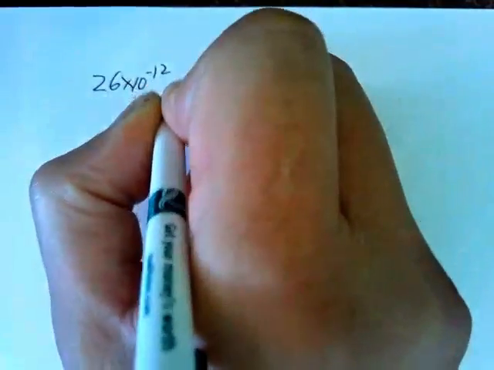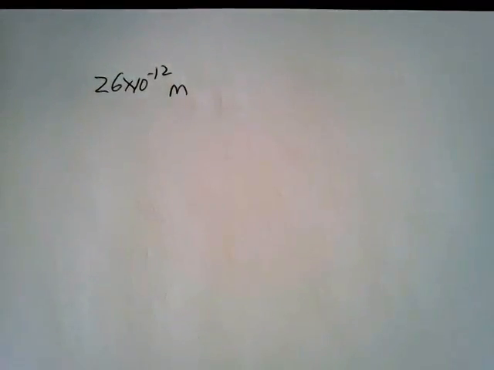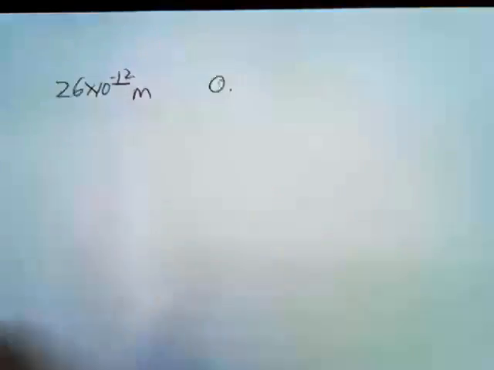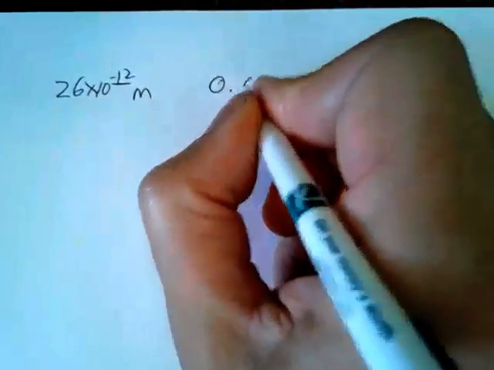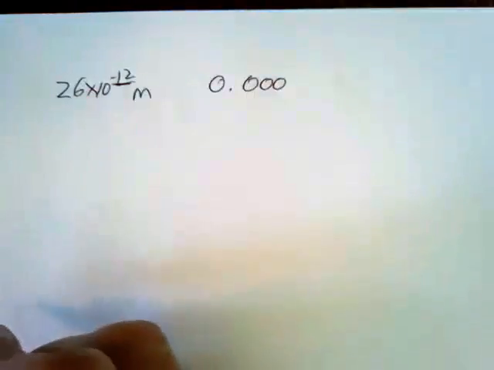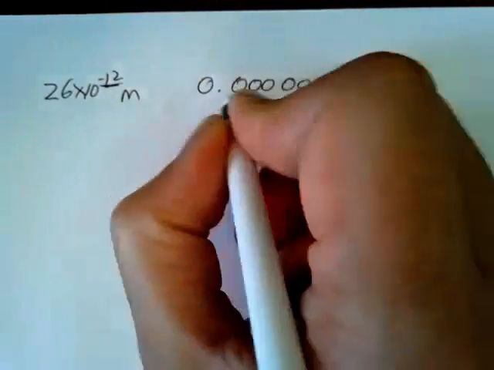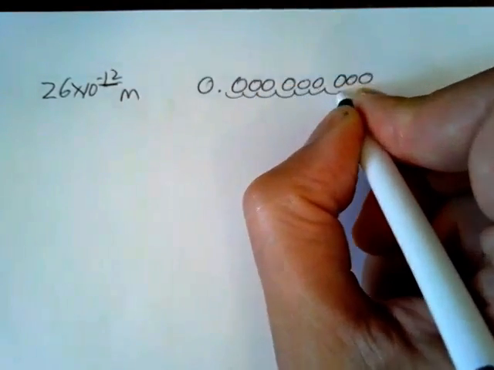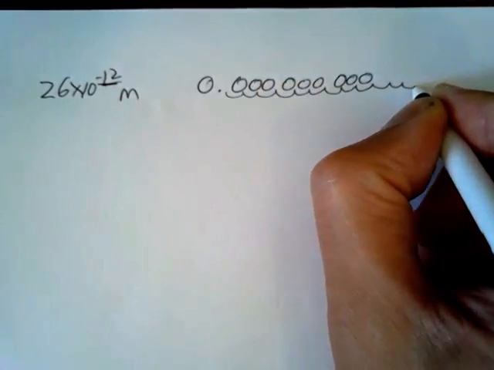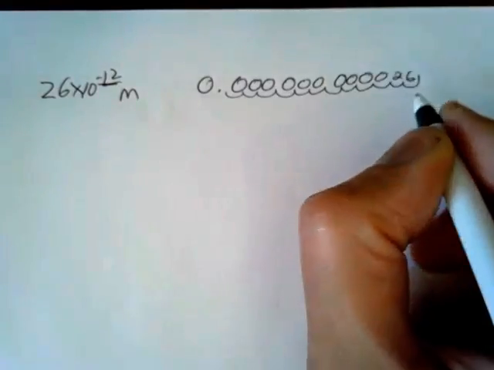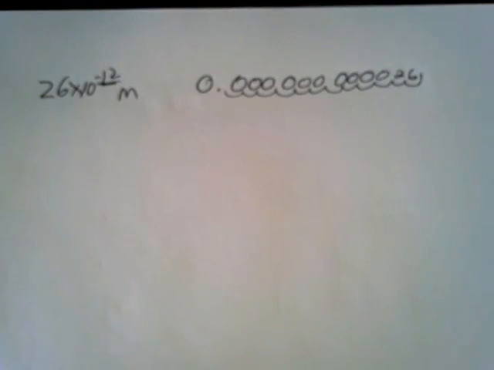Okay, so going back to communication, if I write 26 times 10 to the minus 12 meters, because it's negative, we start thinking about moving to the right because it's going to be a small number. And here this tells us that we have to move 12 decimal places to hit that 26. 1, 2, 3, 4, 5, 6, 7, 8, 9, 10, 11, 12. So this would be 0.000000000026. Well, it would be 26 times 10 to the minus 12.